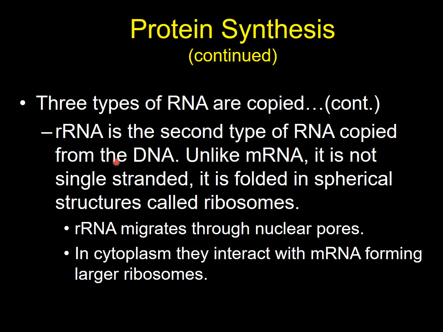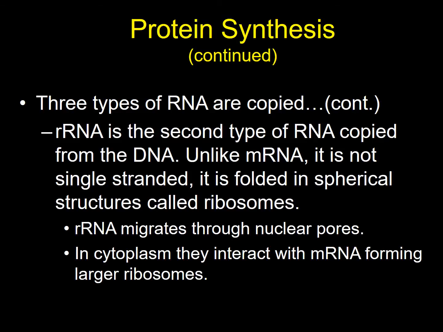Ribosomal RNA is another type of RNA that has to be transcribed. Unlike messenger RNA, it is not single-strand, and I want to clarify this here. It is originally copied from the DNA as a single strand, but then that strand is folded into those spherical structures called ribosomes that we talked about last week.